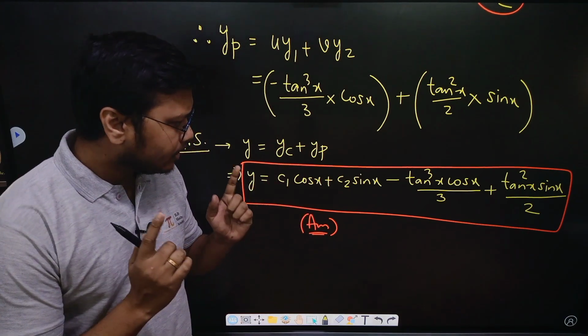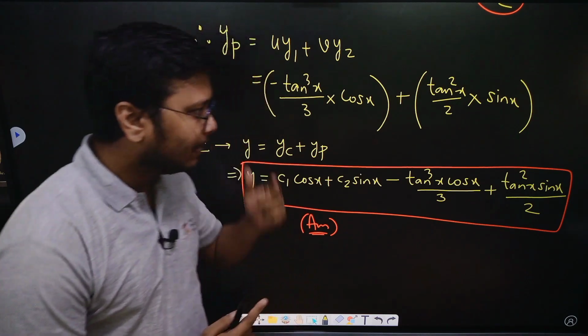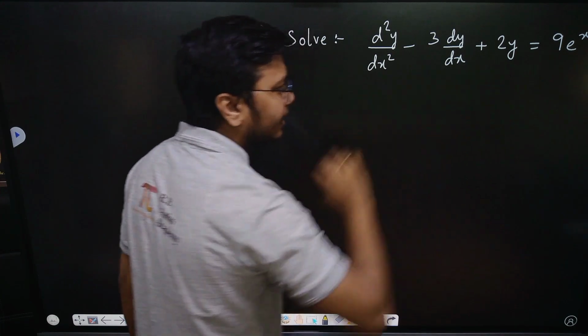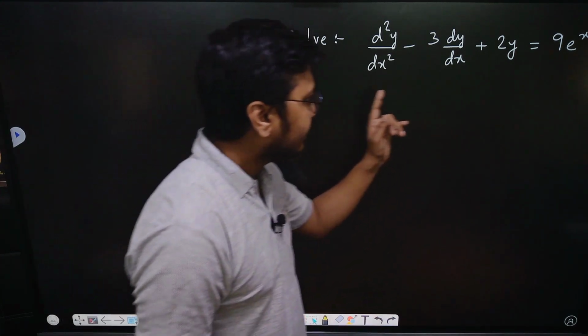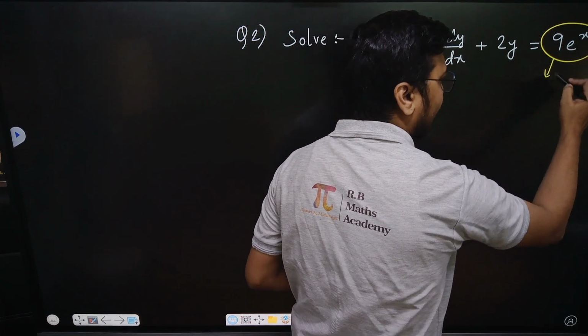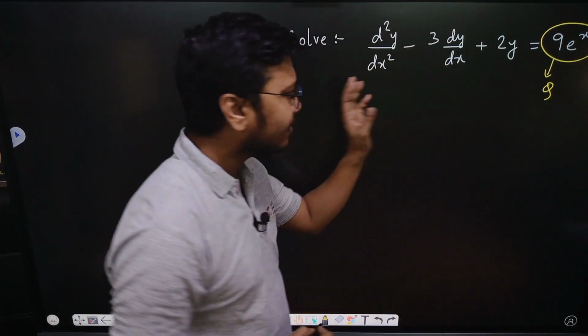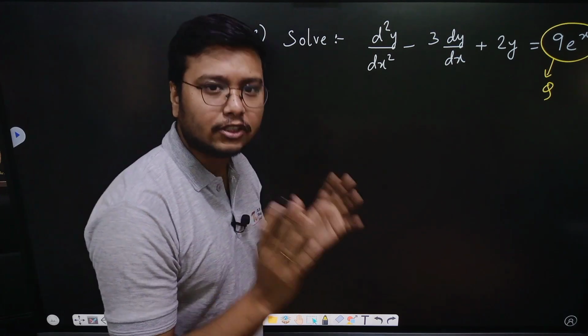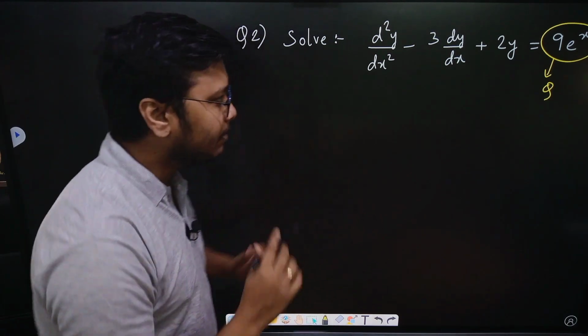Now we are going to the next problem and solve by the same method. Okay, so in the second question we have a second order differential equation. Here my right hand side q part is 9 e to the power x and the remaining is almost the same as the previous one. So first again let's concentrate on finding the complementary function.